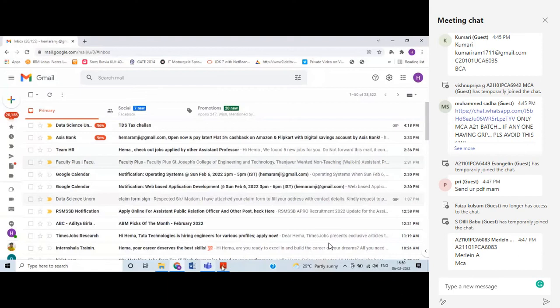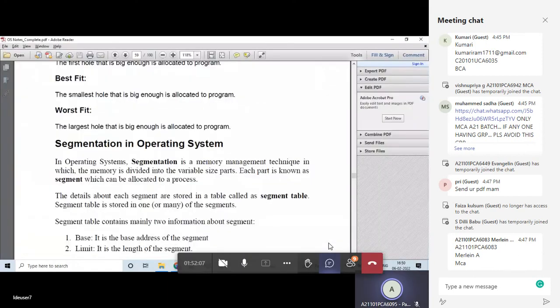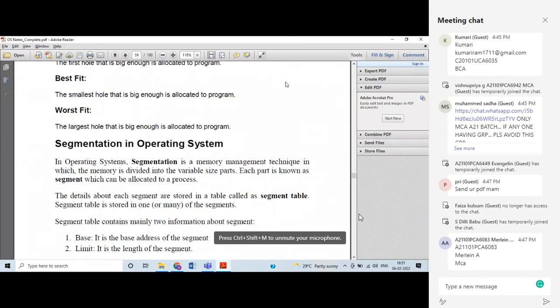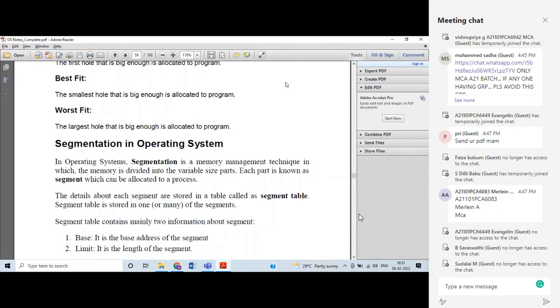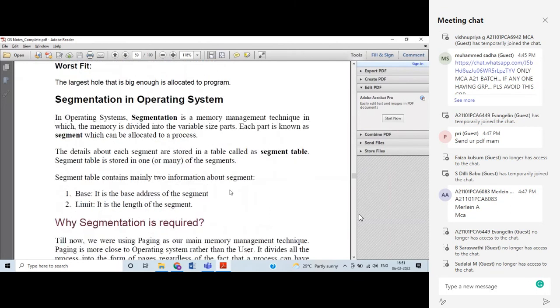So what is the need for paging, students? To divide the process into pages and store them in memory at different holes. Yes, good. In order to avoid contiguous memory allocation, we need paging. Okay. Good. So, segmentation.